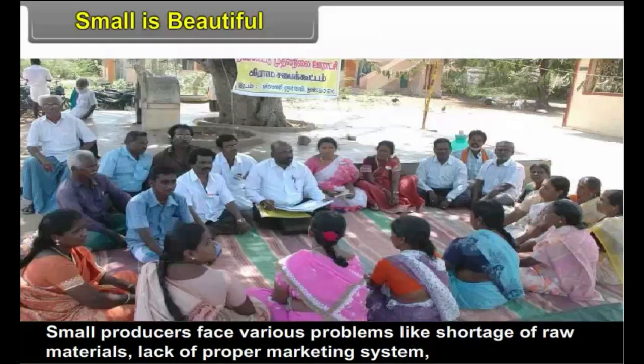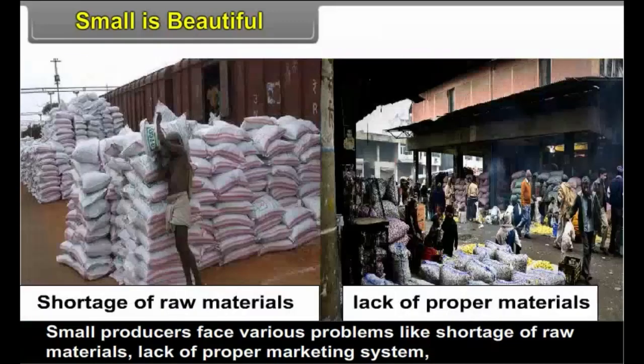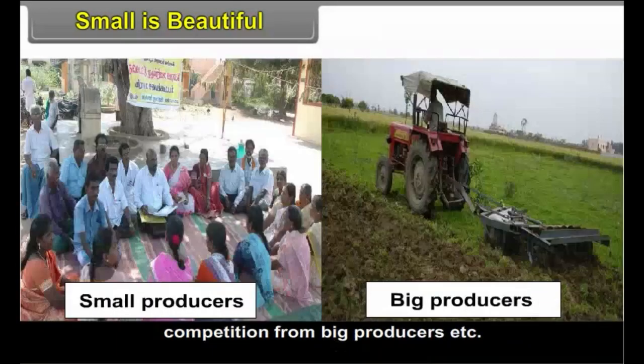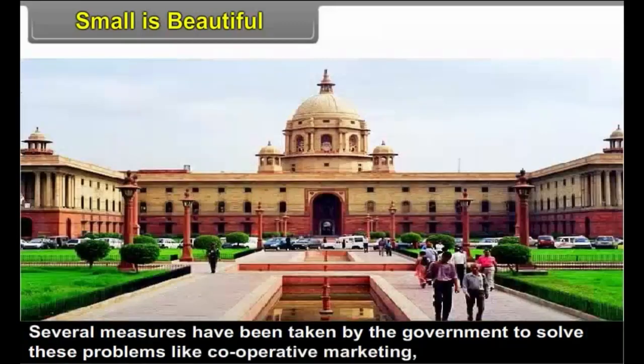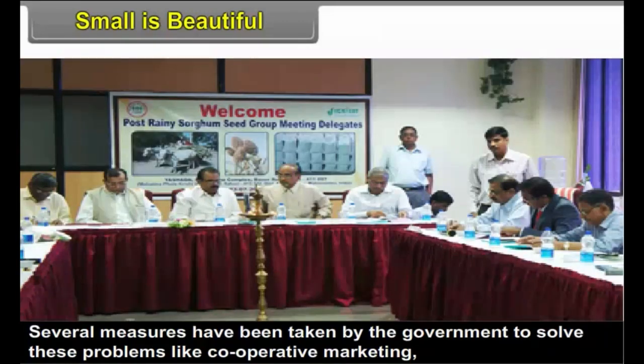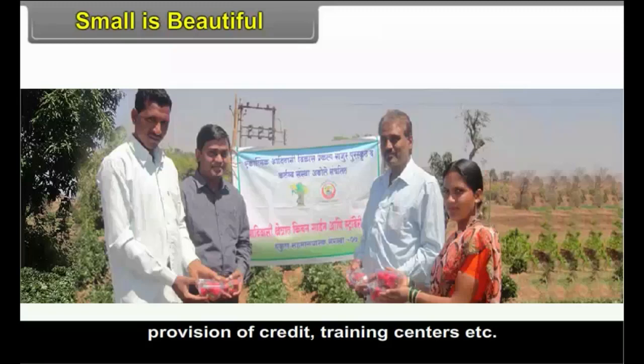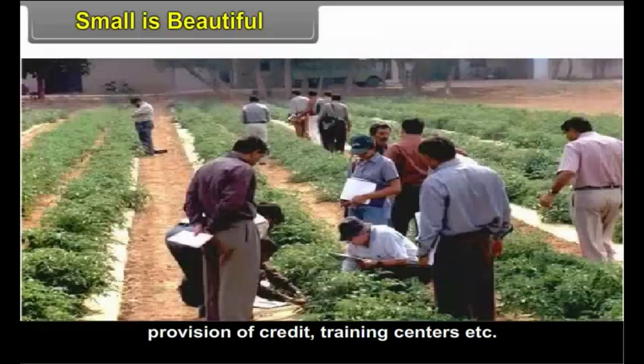Small producers face various problems like shortage of raw materials, lack of a proper marketing system, competition from big producers, etc. The success of small producers depends upon the ability to solve their problems. Several measures have been taken by the government to solve these problems like cooperative marketing, provision of credit and training centers, etc.